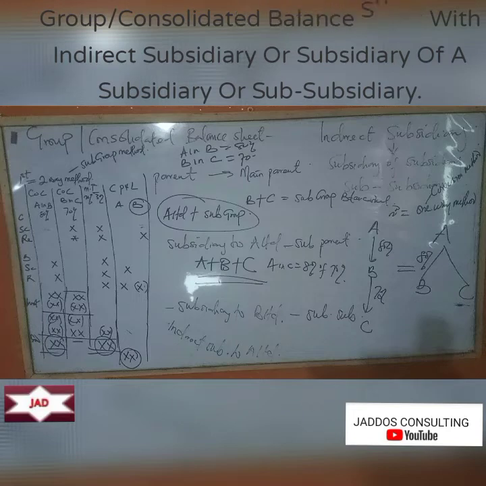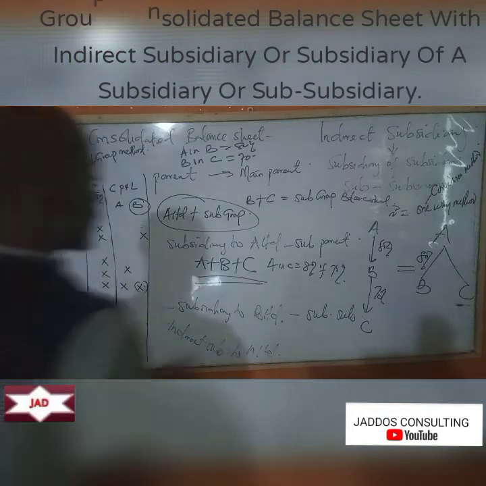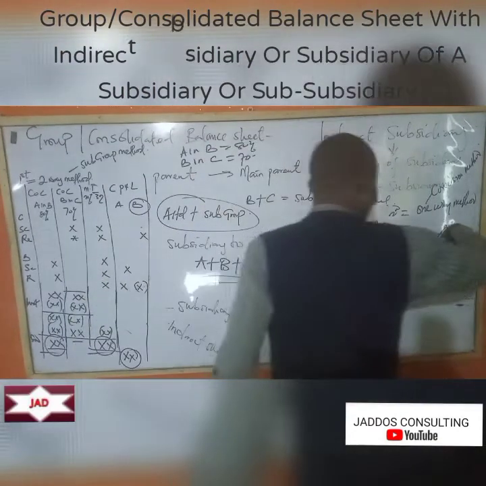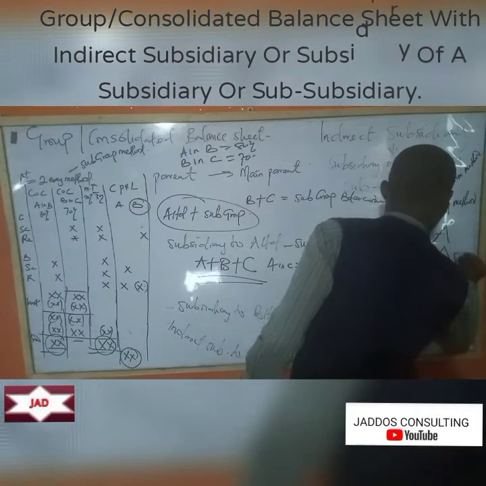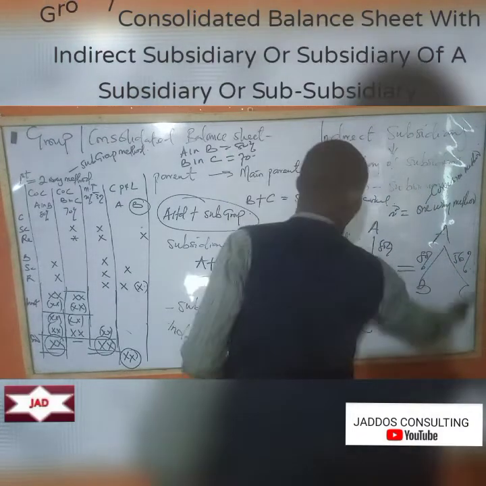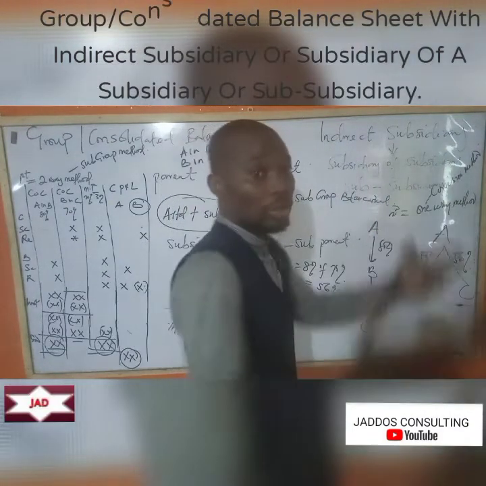So if we say 0.8 times 70, what do we have there? 56%. So this is what? 56%. So that means we say A in C is what? 56 what? Percent. So it has now been converted to a fellow subsidiary. So with this, you can now consolidate as though you're consolidating your fellow subsidiary.